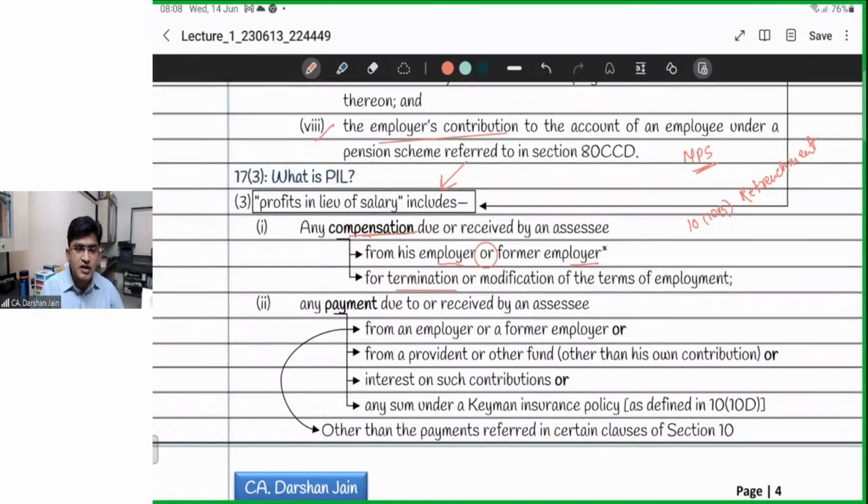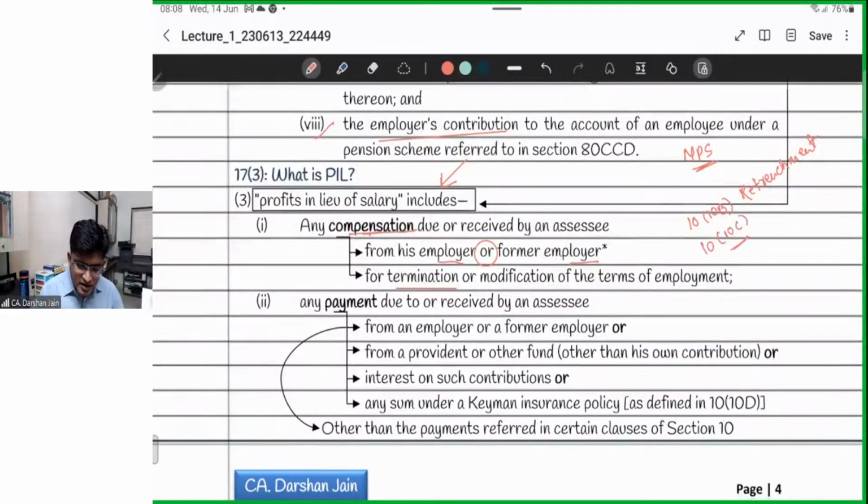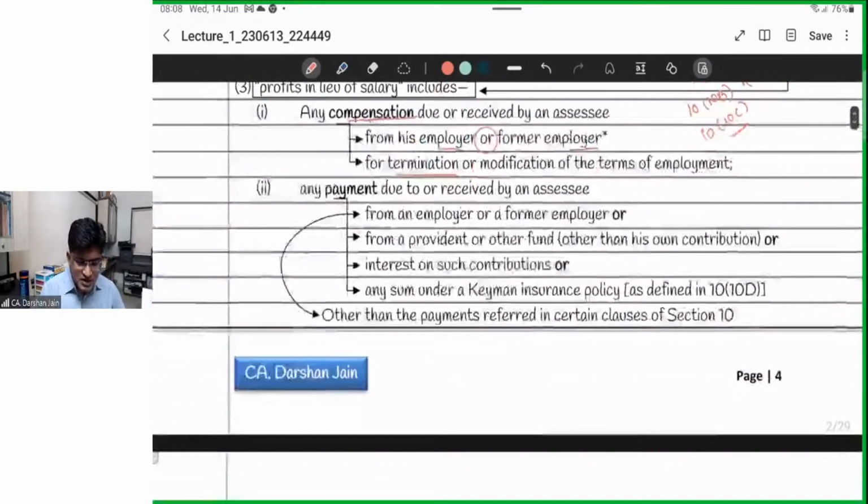Similarly, there is something called voluntary retirement. Most of the time, termination happens out of voluntary retirement of an employee. An employee would have worked for a longer period of time, and therefore he doesn't intend to work any further. He would voluntarily retire, and that is also exempt under section 10(10)(c), subject to certain limits, right? So compensation received on termination, though a capital receipt, is specifically made taxable.